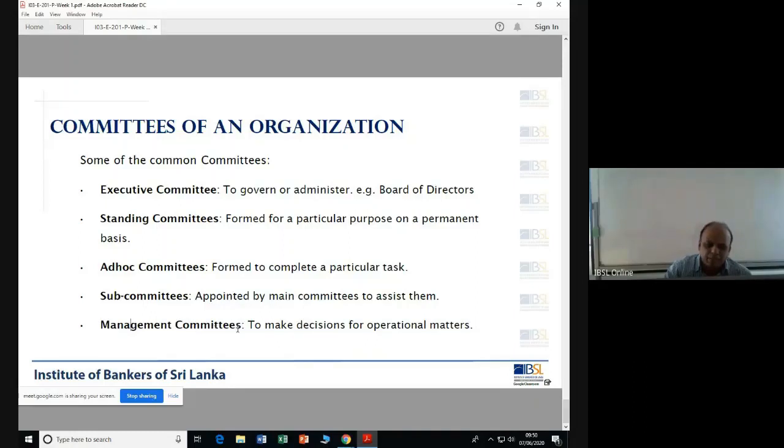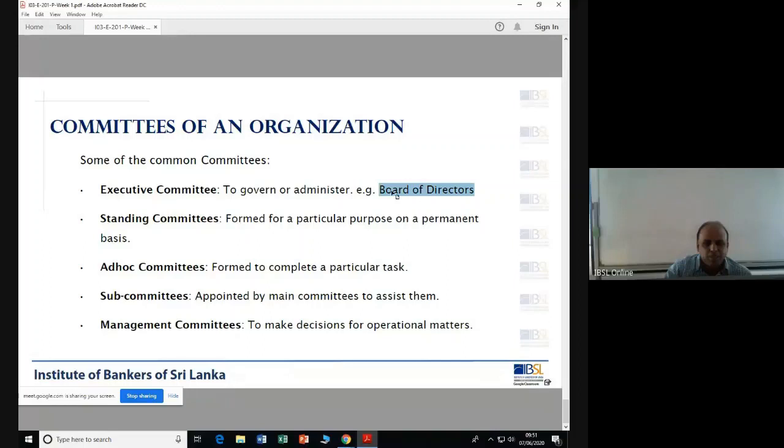And finally, we might also have management committees. The management committees are again to make decisions for operational matters. As I spoke about, the shareholders are the owners of the company, and they have appointed agents, the board of directors, to run this company and provide them a better return. The board of directors make decisions for the company to make profits and provide a better return for their principal, which is the shareholder.